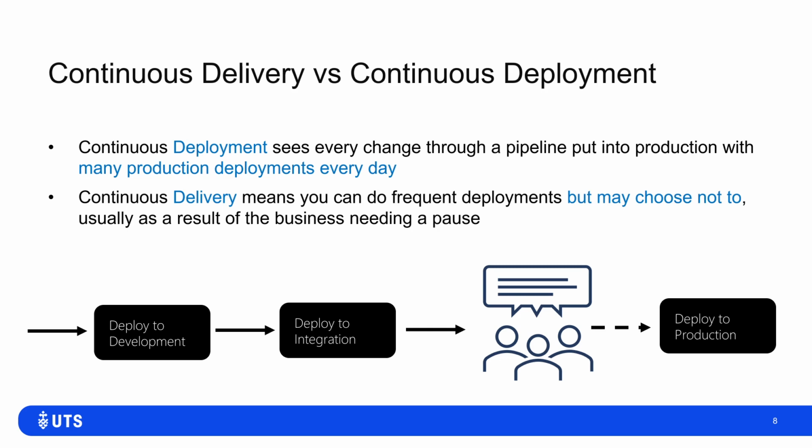The decision of doing continuous delivery normally is a result of business needs. So according to the business requirement, you decide whether to actually deliver the different versions.